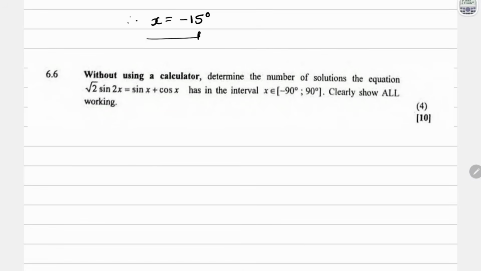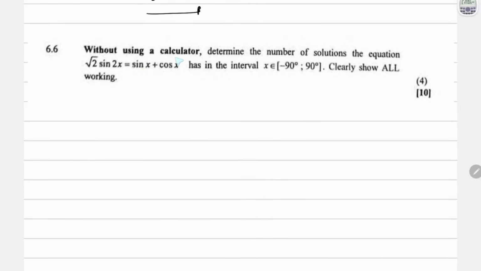Okay, 6.6. So 6.6 says, without using a calculator, determine the number of solutions the equation square root of sine 2x is equal to sine x plus cos x has in the interval where x is an element of negative 90 to 90 degrees. Clearly show all workings. It's interesting how they don't tell you to solve just for x. They're saying determine the number of solutions. Let's keep that in mind so that when we finish solving, we actually count the number of solutions and tell them that.